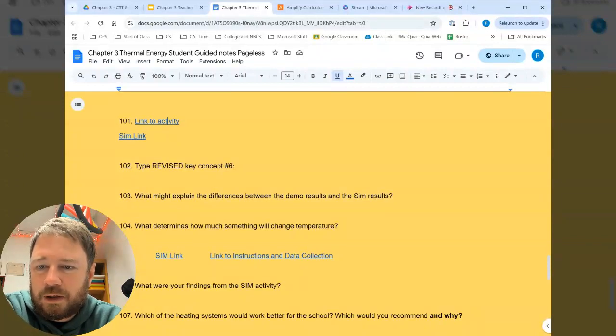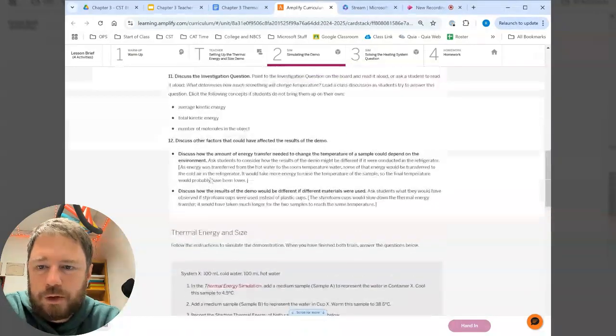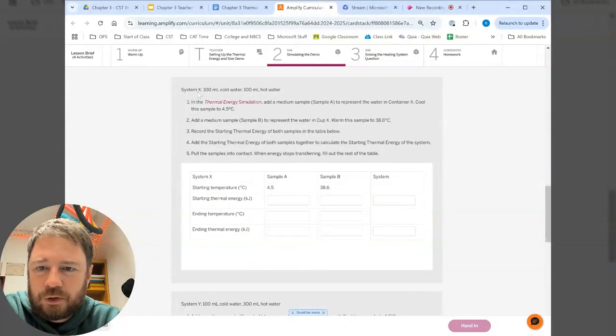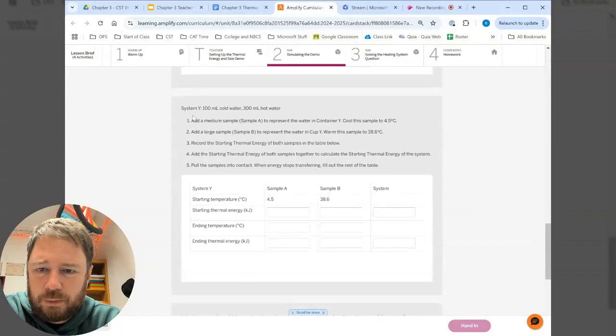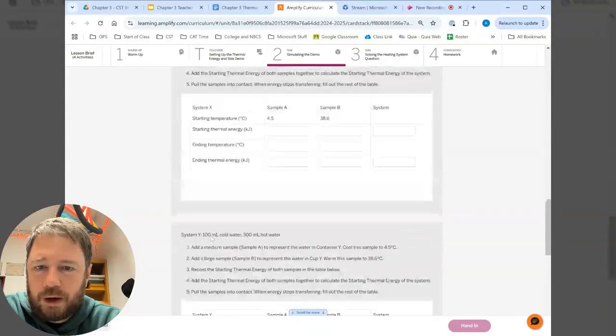So 101 has a link to the activity. This is where you'll find instructions and the questions and answers you have to do. And then here is the link to the sim. So when you click on that link, it will take you here. It has instructions for replicating system X, and then down below, instructions for replicating system Y.